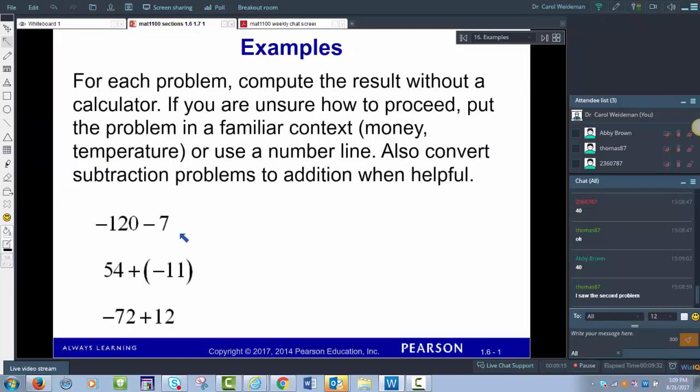All right, let's try these three here. Anybody want to try this one? So negative 120 minus 7. Yep, negative 127. How about this one? Anybody want to try that one? Yep, everybody got that. 43, good. And then how about the last one?